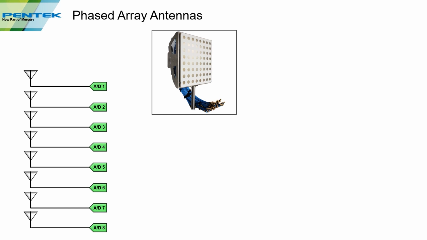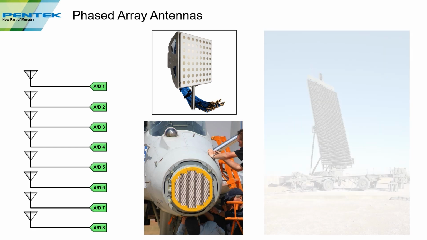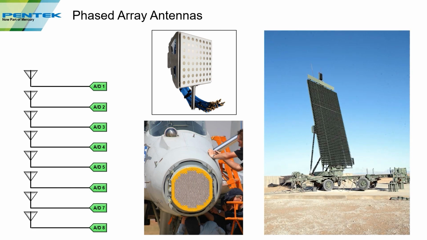This next picture shows a pretty dense phased array antenna in the front of an airplane or of an aircraft. And this is very commonly used in both commercial and military applications. And this last picture is an antenna array that the US military used in Afghanistan. And you can tell by its size and also the number of channels, this is a massive antenna.